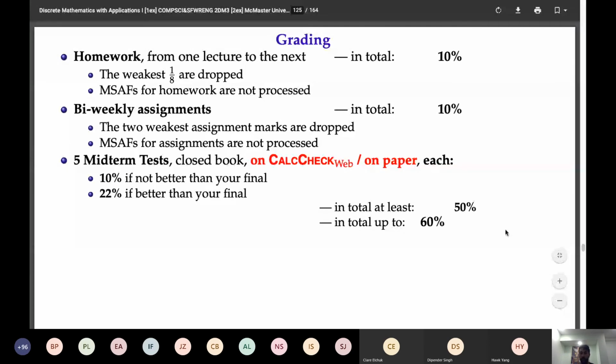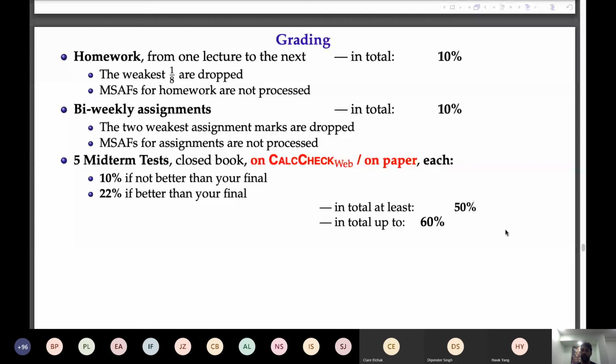So we're trying to be lenient, you know. The world is an interesting place and anything can happen. So if you do better on the midterms than on the exam, the midterms count more. Otherwise, the exam counts more.